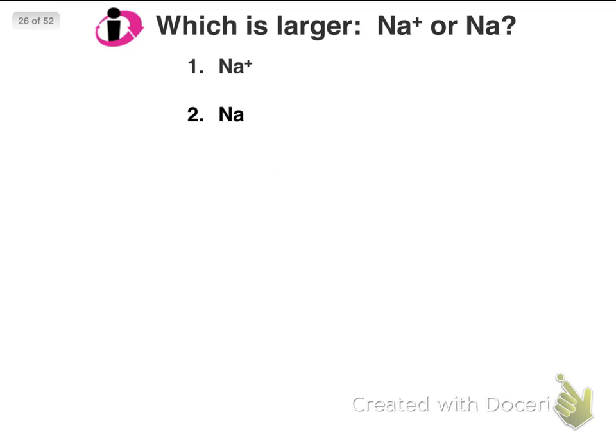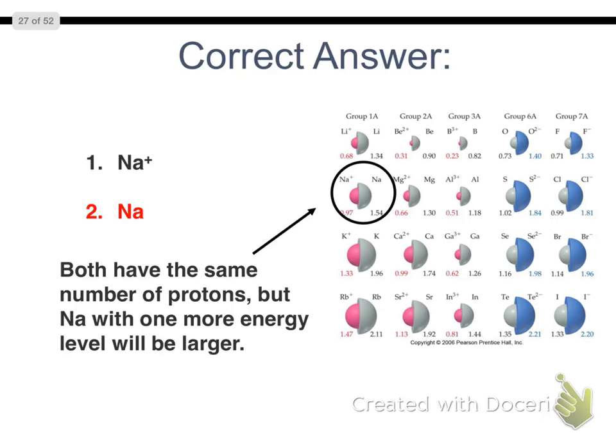Let's see if we can answer a couple questions. The first is, which is going to be larger, a sodium plus or a sodium? Think about it and answer. If you said sodium is going to be bigger, you were right, and that's because both have the same number of protons, but sodium has one more energy level. It loses that energy level when it becomes an ion.